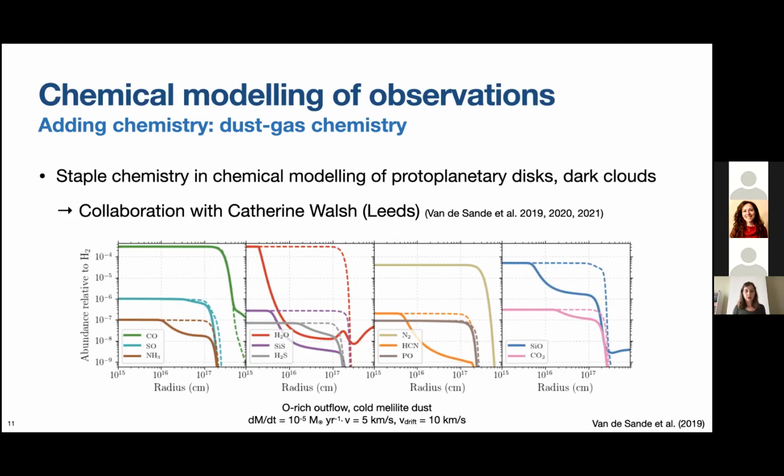And then finally, also the composition of the outflow matters. Here I show you the results for a very dense oxygen-rich outflow with the coldest dust, so you're maximizing the depletion here. The dashed lines are for gas phase chemistry only. Dust gas is the solid lines. And as you can see here, H2O is readily depleted onto the dust, and that's because it has a large binding energy. Other species such as SO or CO2 don't particularly care, but the impact can be large.